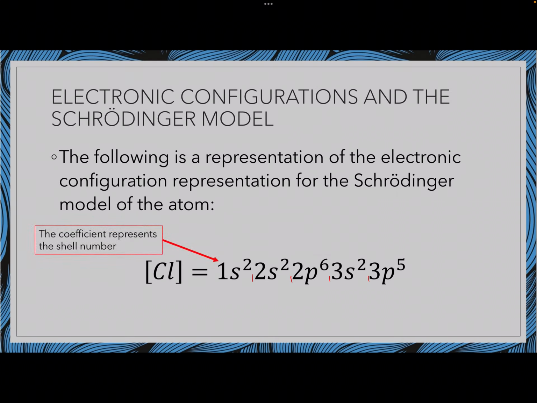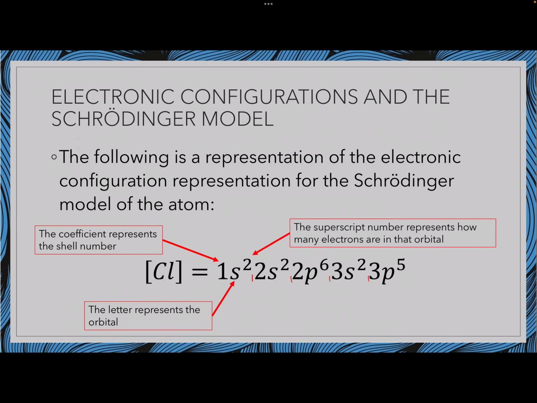The number at the front, the coefficient, represents the shell number. So this first bit of information tells us that there's some electrons in the first orbital, so the first shell. Then there's some in the second, some in the third. The second bit of information is a letter, and that represents the orbital, so the shape. Okay, so we have an s orbital there, and remember they're our spherical ones. And the superscript number represents how many electrons are in that orbital.